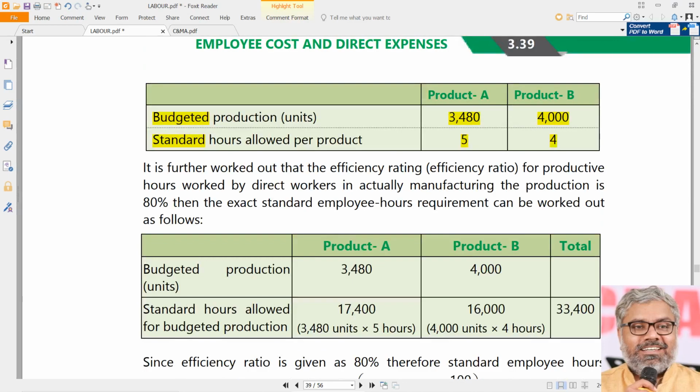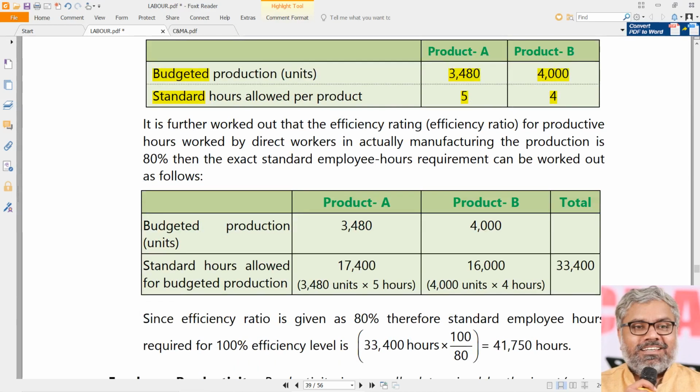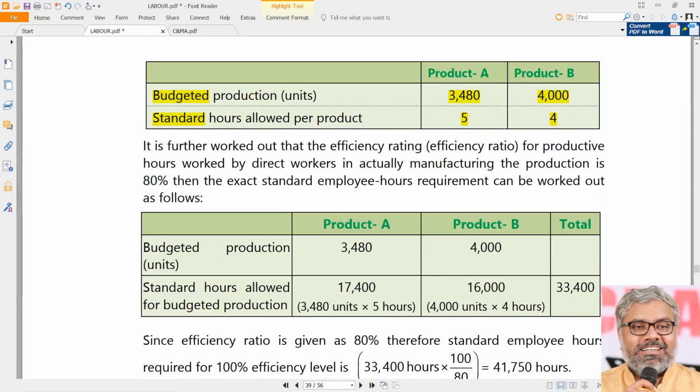So ideally it should take only 5 hours. It is not some budget. It is on the basis of time and motion study that this 5 and 4 hours per unit of A and B has been arrived at. That is more or less the same. But budgeted production can change from year to year. So the standard here we are talking about is the result of time and motion study or work study. That we have to understand. It is not what is budgeted by the organization. It is not what is just projected or forecasted by the organization. It is a technical number, 5 and 4.